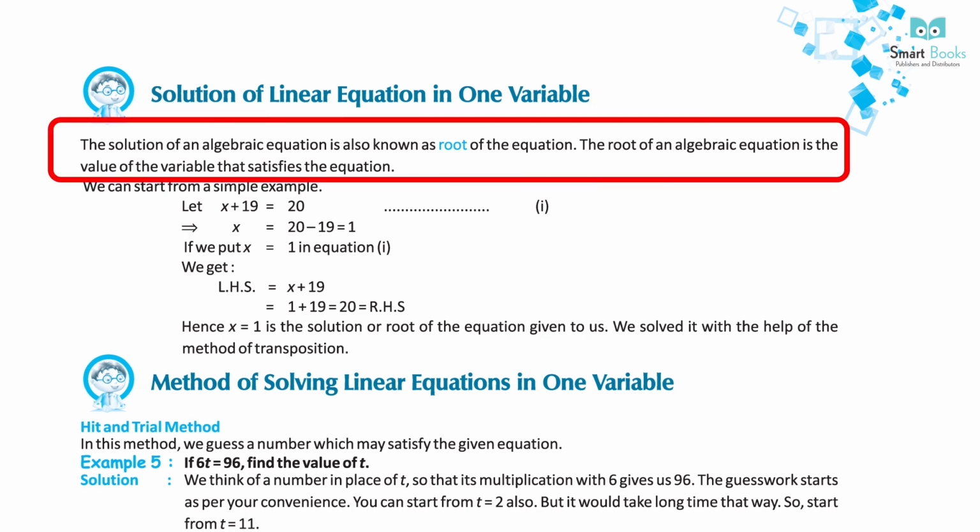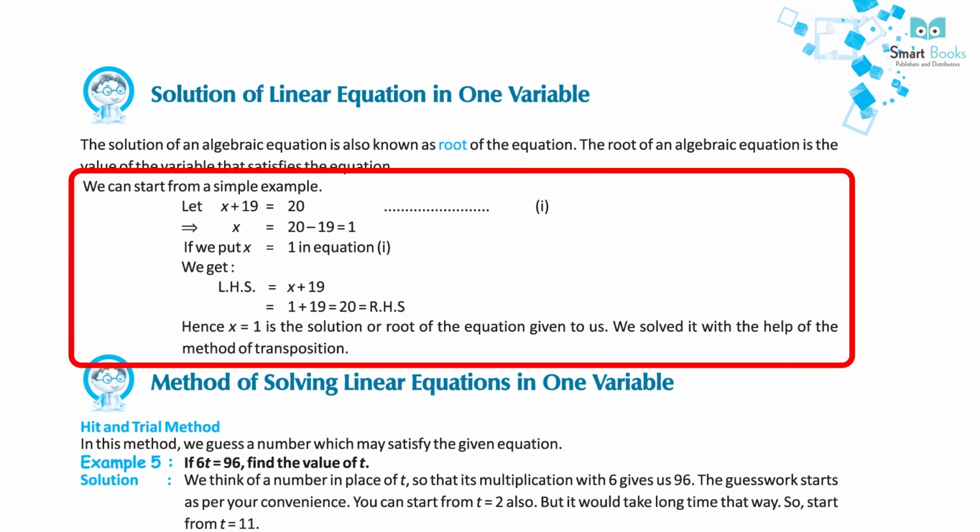Solution of a linear equation in one variable. The solution of an algebraic equation is also known as the root of the equation. The root of an algebraic equation is the value of the variable that satisfies the equation. We can start from a simple example. Let x plus 19 equal 20.